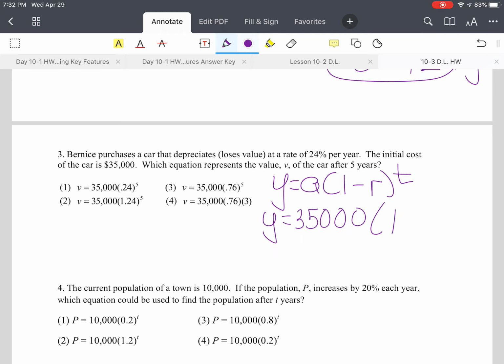The initial amount, 1 minus, now do not put 24. That's not right. We need to turn that 24% into a decimal. So the way we do that is 24% divided by 100 is 0.24. So we're going to put 0.24 in, raise that to the t, that's 5 years, and then we'll type this into our calculator.